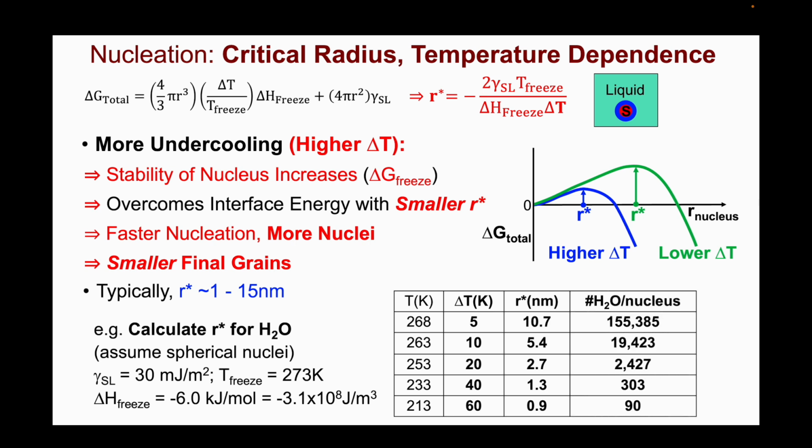many H2O molecules would be present in the nucleus at that critical size. Not many when we go to larger undercoolings. Just 90 H2O molecules when this R star is 0.9 nanometers.